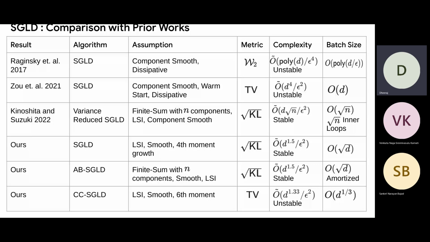And the metric they used was W2, and the sample complexity was a large polynomial in d divided by epsilon to the 4. Moreover, they needed a very large batch size as well, a poly of d over epsilon. They had an epsilon dependence on the batch size. And this was unstable in the sense that if you stopped the algorithm at a certain point, they assured that you got a sample, but if you ran it forever, the bounds diverged to infinity.